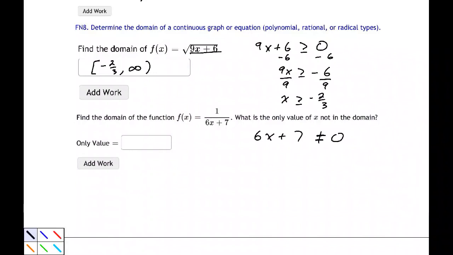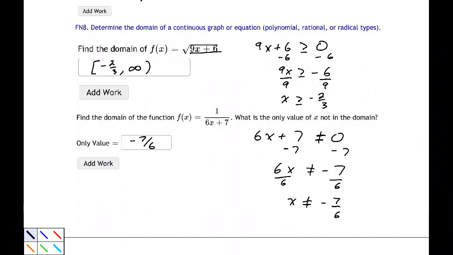Well, if we were to solve this equation, I'd subtract 7 from both sides so that 6x is not equal to negative 7. And dividing by 6 on both sides, I see that x is not equal to negative 7 over 6. Well, because x cannot be equal to negative 7 over 6, the only value that x cannot be is negative 7 over 6. That'll be the answer that goes in my box here. Negative 7 divided by 6. And then, of course, there's that work that goes with that.